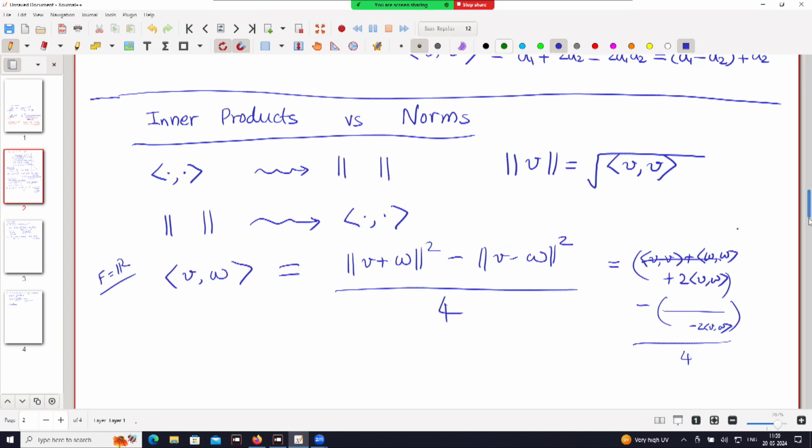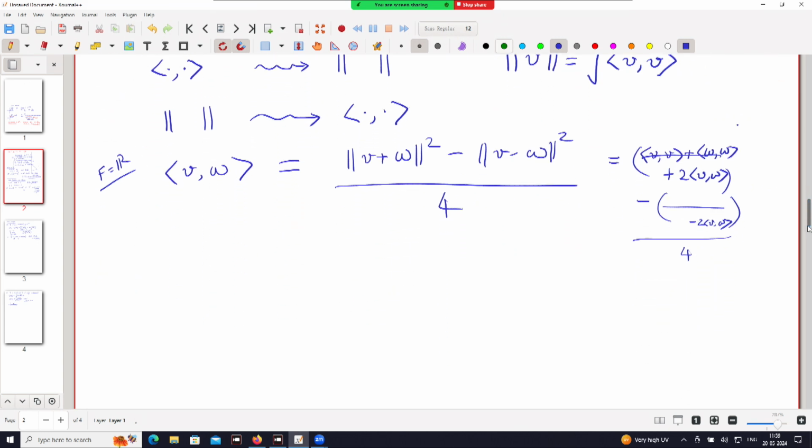If you are over the complex numbers, then you just have to do a little bit more work. You also have to throw in some i's. V plus W squared and V minus W squared alone won't do the trick, because one of them will have (V,W), the other will have (W,V), and the sum will not give you (V,W), it will just give you the real part of (V,W). So then there are some i's to be thrown in, so it is something like this.